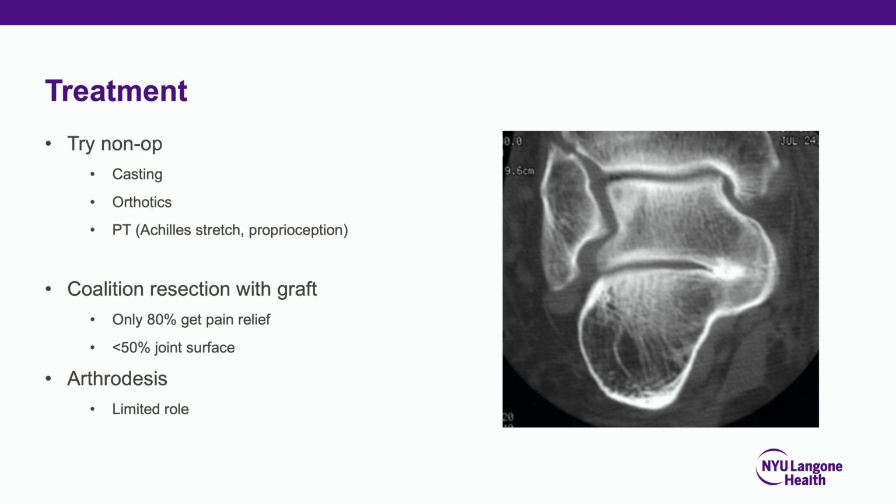There is no evidence that one graft works better than the other. People have used fat, they've used a sliver of the EDB, and also bone wax. In studies, these have all shown to be equivalent. You only want to undertake resection if less than 50% of the joint surface is involved. And it's important to note that only 80% of patients get complete pain relief from resection, even when a good resection is done, which is why non-operative intervention is always tried first.